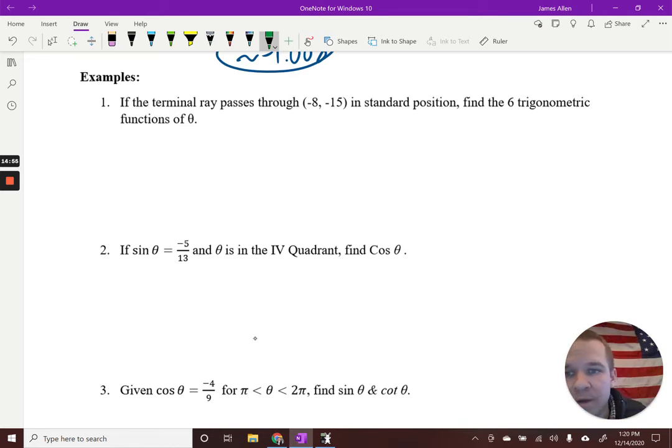Okay. First, I'm going to draw this. Negative 8, negative 15 is going to be somewhere right around here. So, boom. All right. Now, what I can do is I can create a triangle.